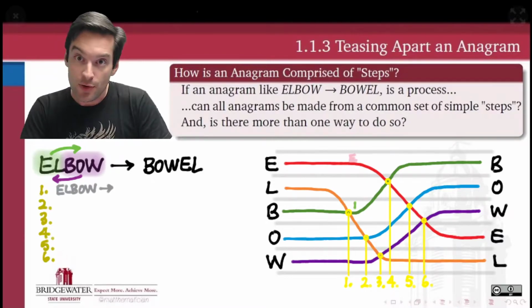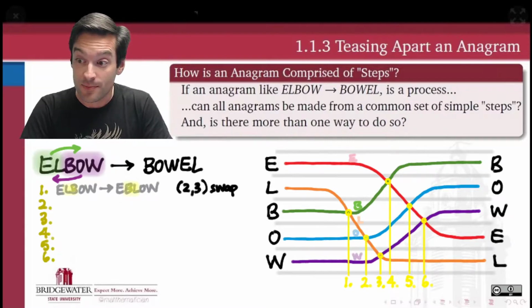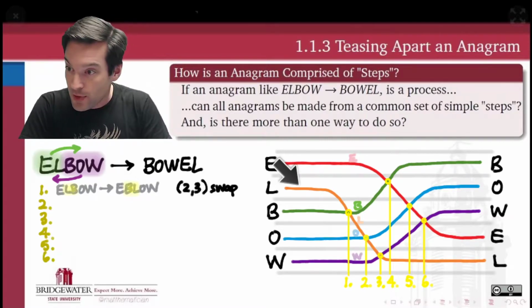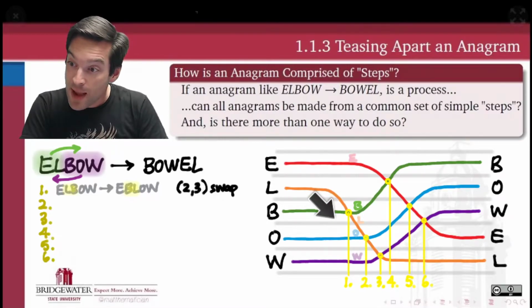So all we need to do is ask, what's happening at each one of these crossings? At my first crossing, if I'm reading from left to right, the first one I encounter is the one right here. What's happening at this crossing?